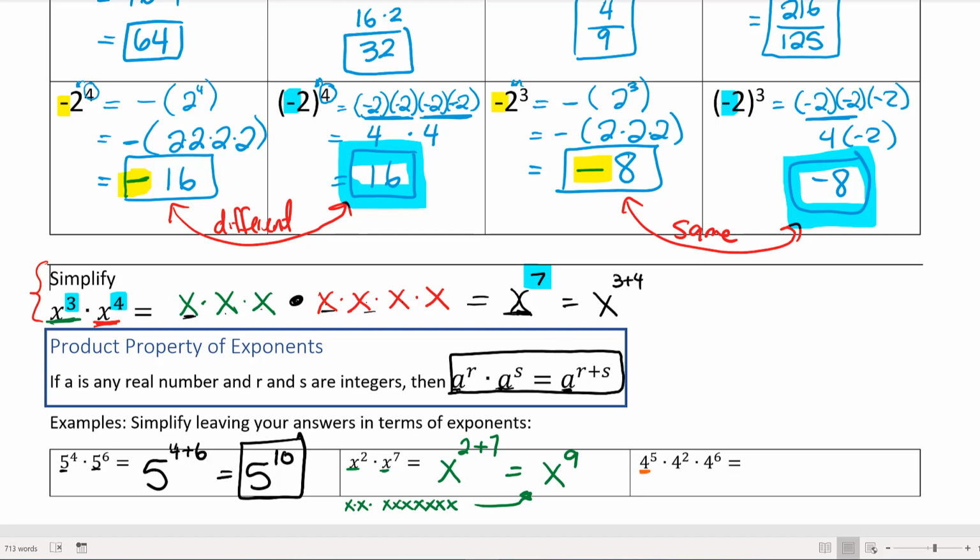So the next one, we have 4, 4, and 4. So the bases are all 4, so the bases stay the same. And we're all being multiplied, so that means I can take the exponents and add the exponents. And 5 plus 2 is 7, and 7 plus 3 is 13. So that's 4 to the 13. Again, 4 to the 13 is huge, and I don't really want to work that out because that's going to take a really long time.